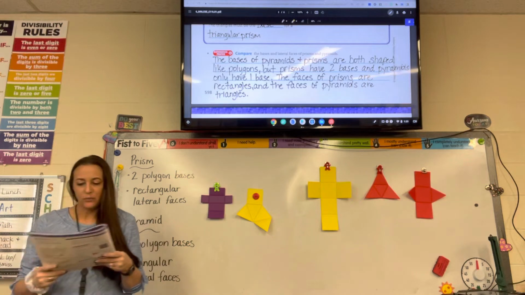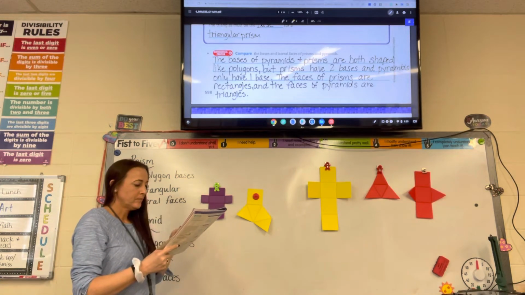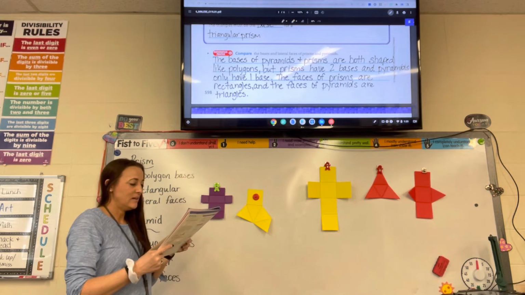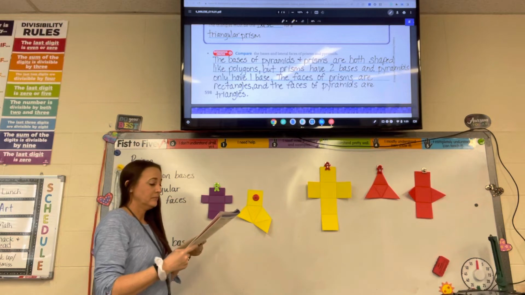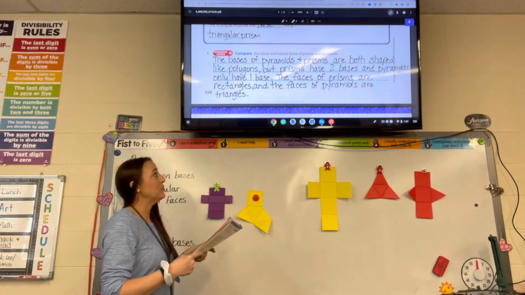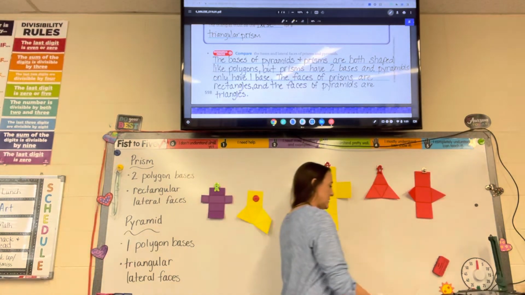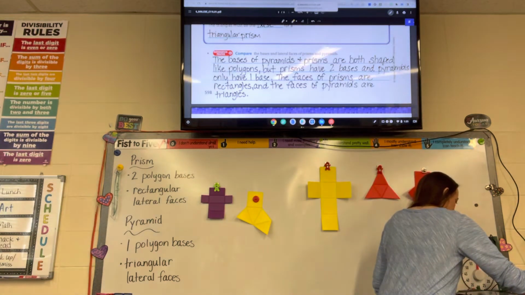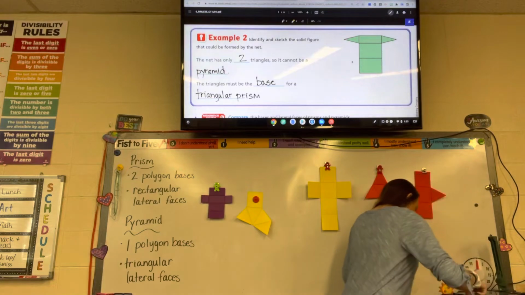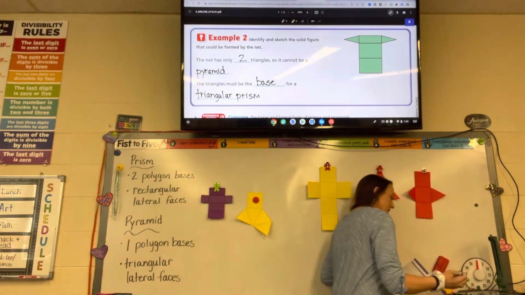They do actually want us to draw a three-dimensional triangular prism. If you can do it, go for it. My hands will stop moving. I'll put that back up at the end.